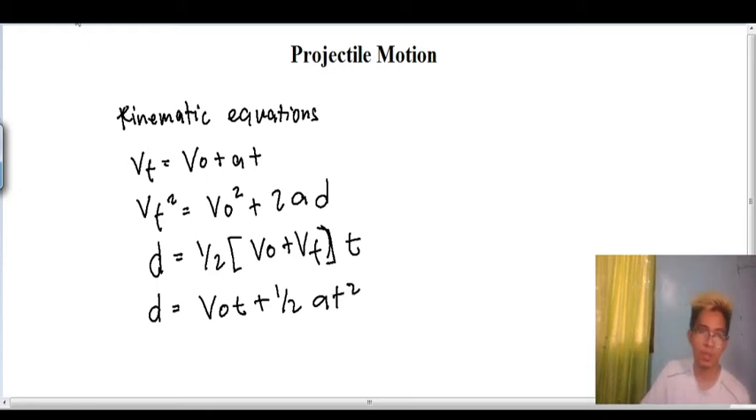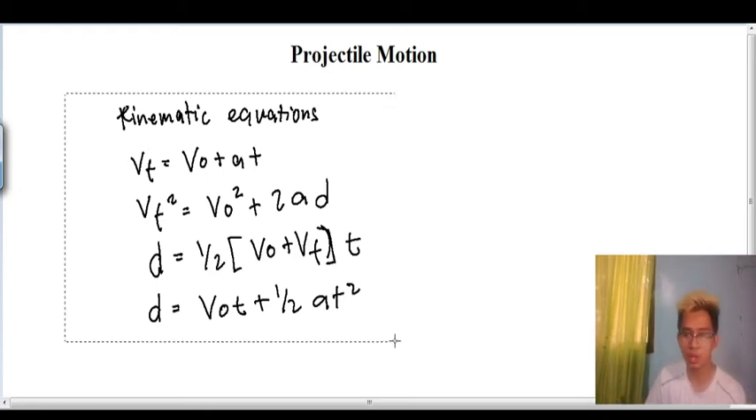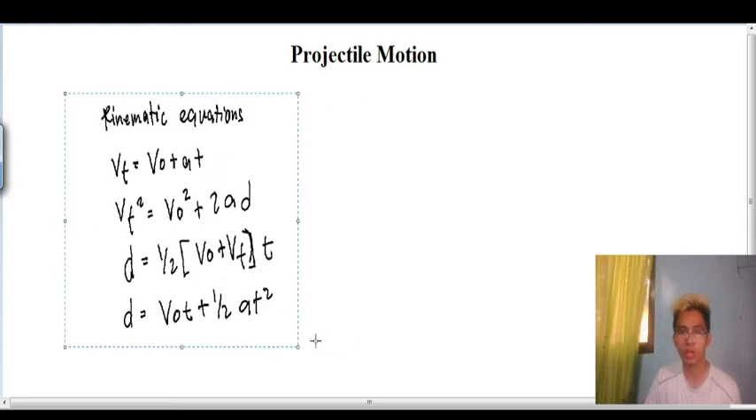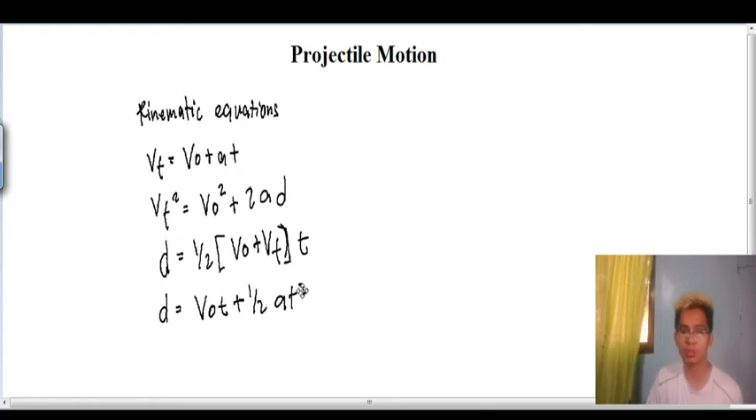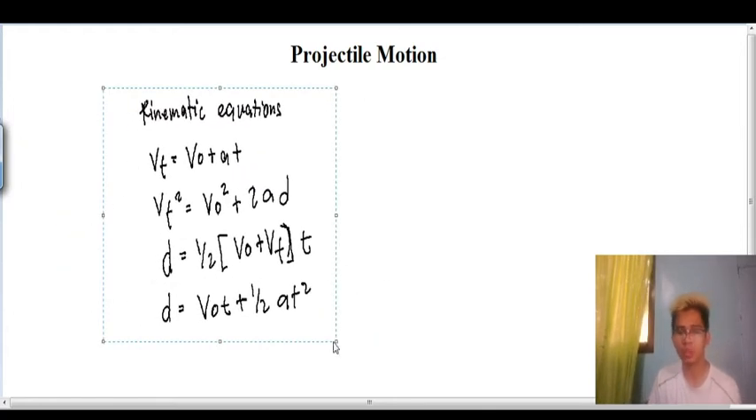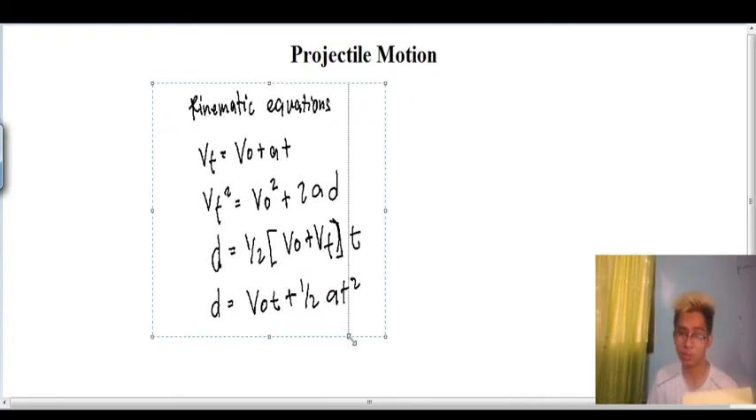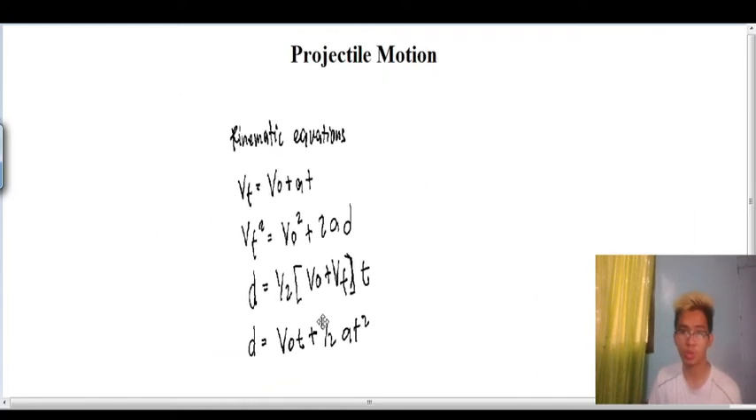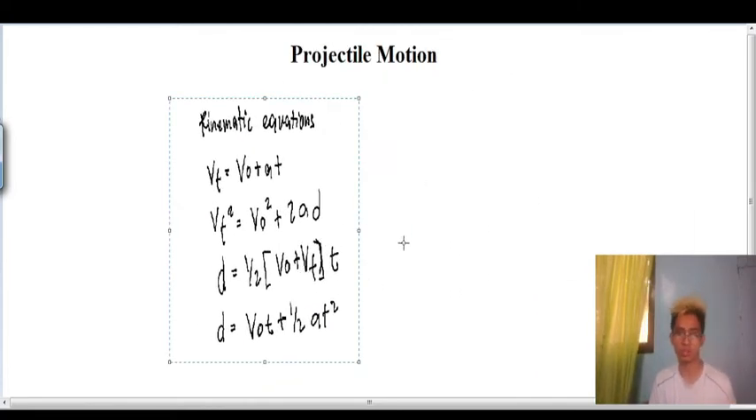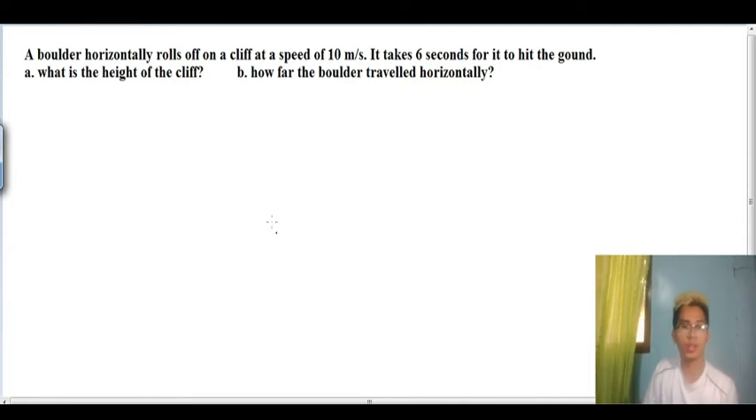These equations or formulas are very useful in solving projectile motion. Sometimes your professor or your teacher will require you to memorize them because you are not allowed to bring your cheat sheet during the exam. So it's important for you to memorize these equations. So let's try to solve.